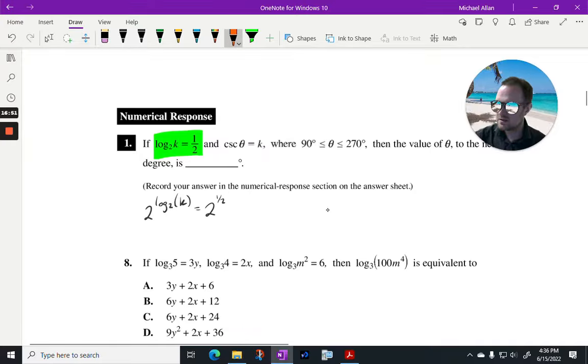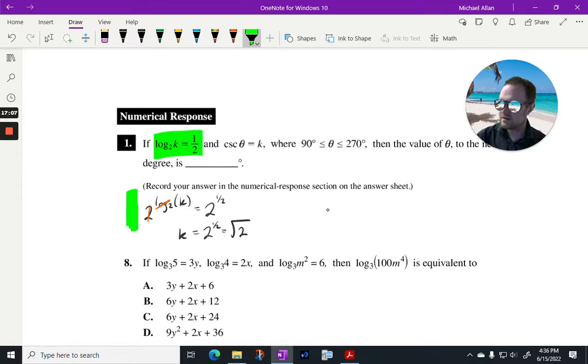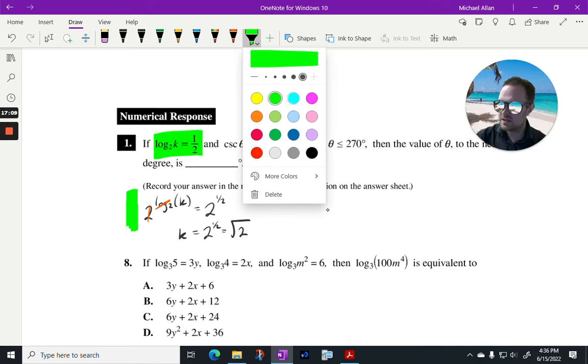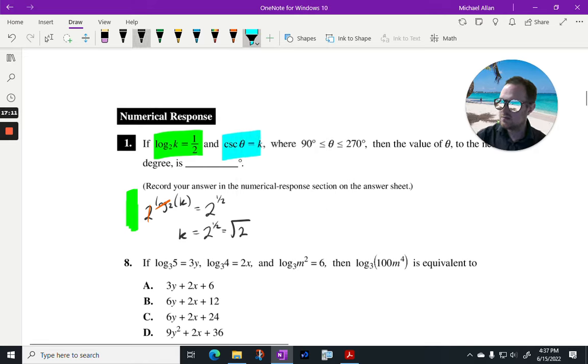I'm going to cross this off. So I'm going to k. So k is 2 to the half, which technically is the square root of 2. Okay. So now we know what k is. Then I'm going to go over here and put the k into that equation. So cosecant theta is equal to root 2.